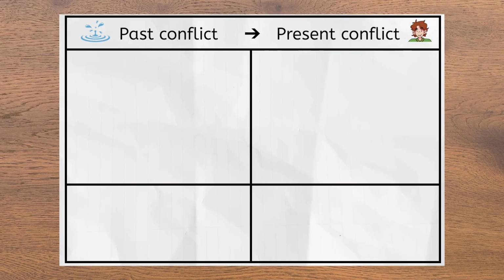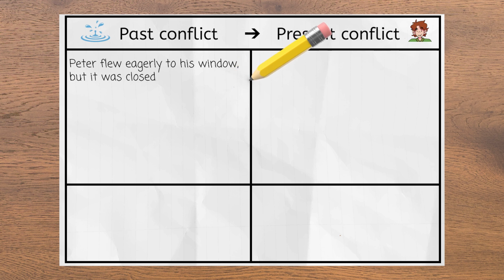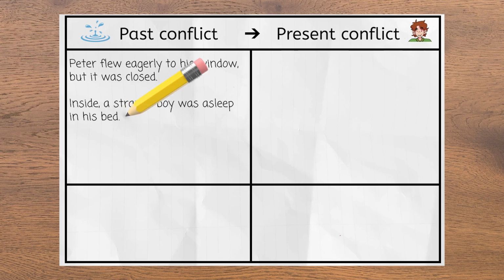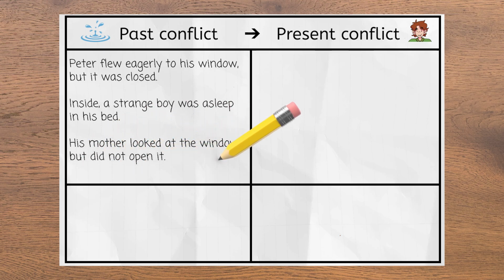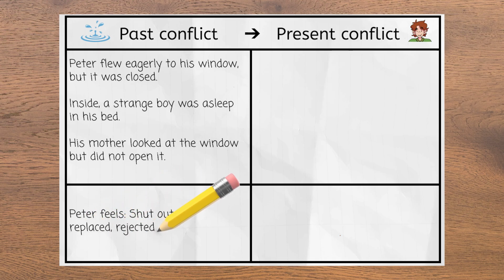Step 1. Break down the past conflict. Let's examine the flashback moment sentence by sentence. Peter flew eagerly to his window, but it was closed. Notice Peter is shut out. Inside, a strange boy was asleep in his bed. Notice Peter has been replaced. His mother looked out the window, but did not open it. How do you think that made Peter feel? We're identifying the hurt that shaped Peter. He felt shut out, replaced, rejected.